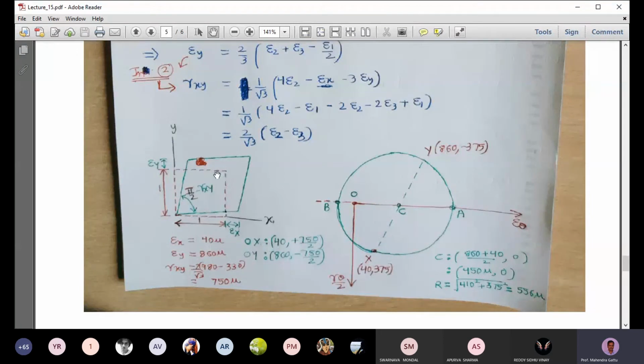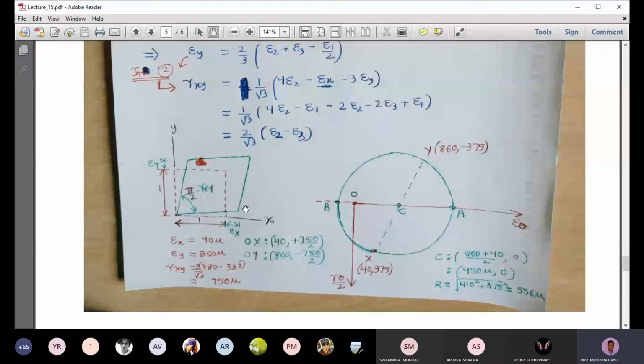The deformed shape is shown here by the red dotted line. The initial length is 1 along the x-axis and 1 along the y-axis. The initial angle between the two lines is 90 degrees. And after deformation, what will happen? The strain in the x direction is positive, so this length will increase. So that length increase is given by that.